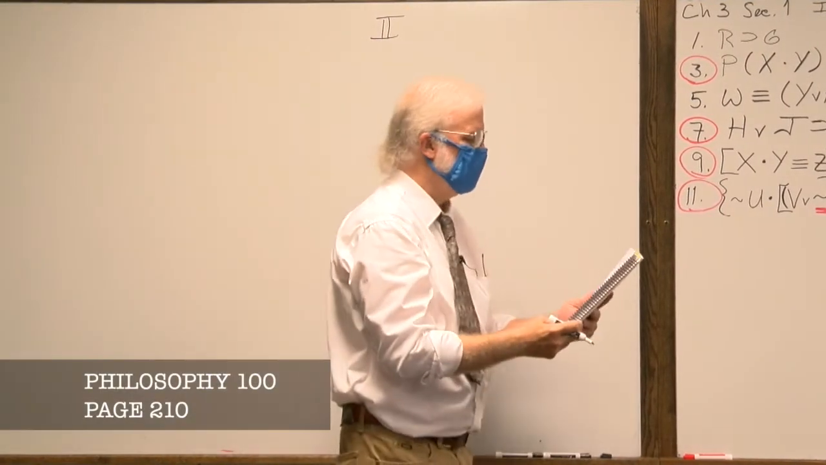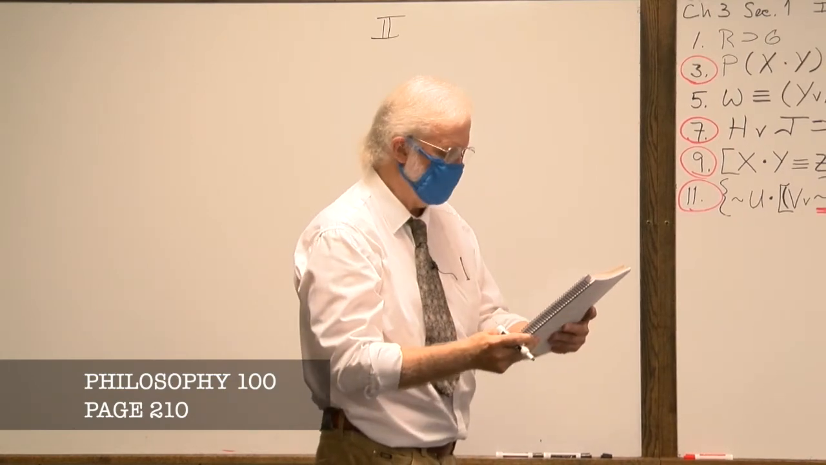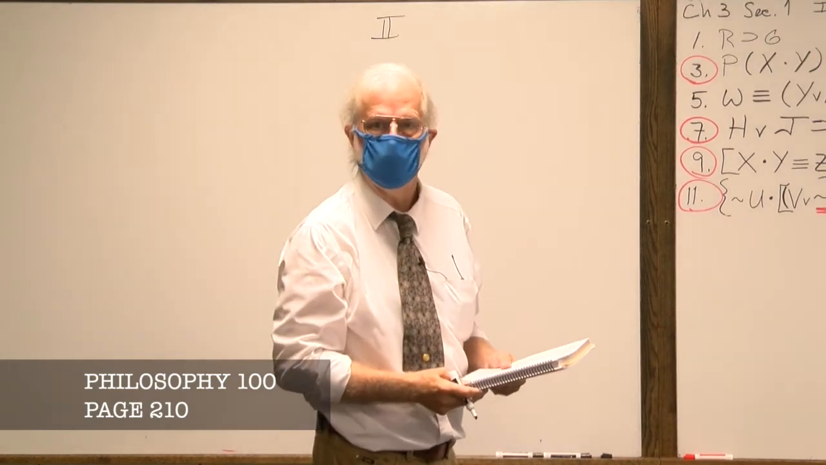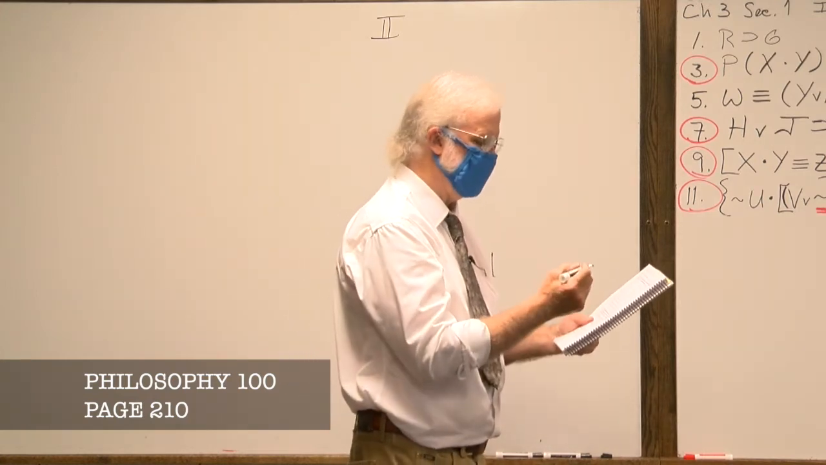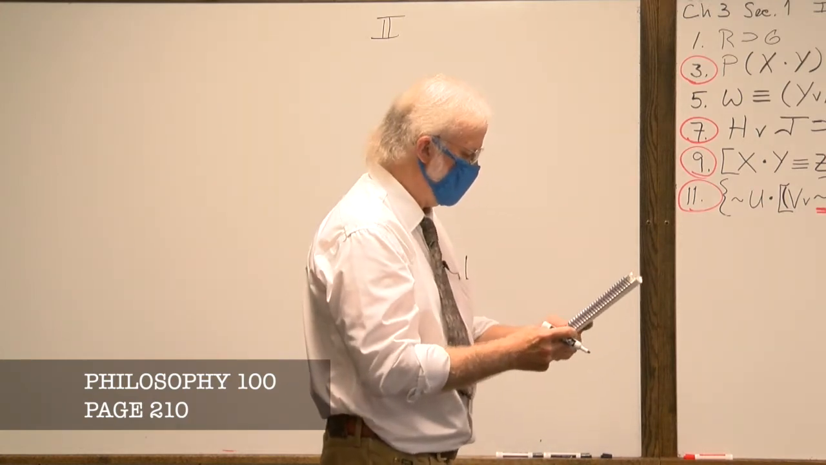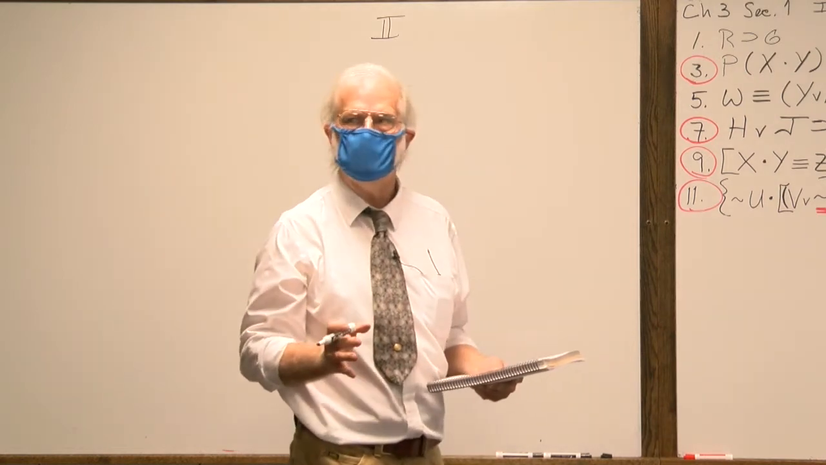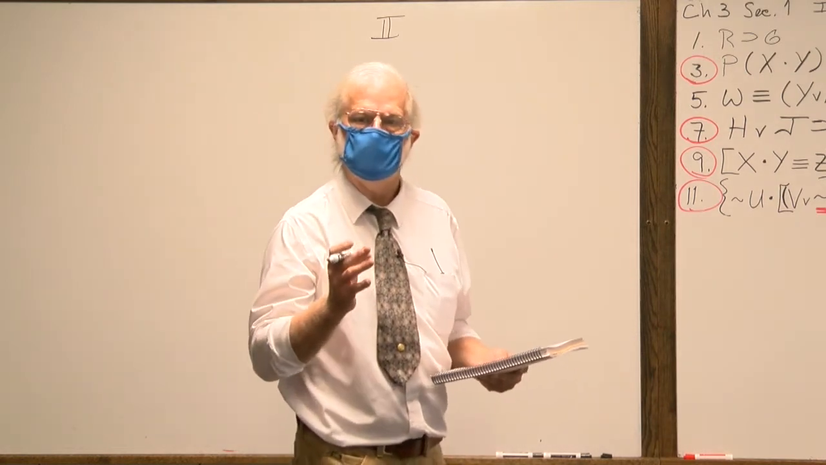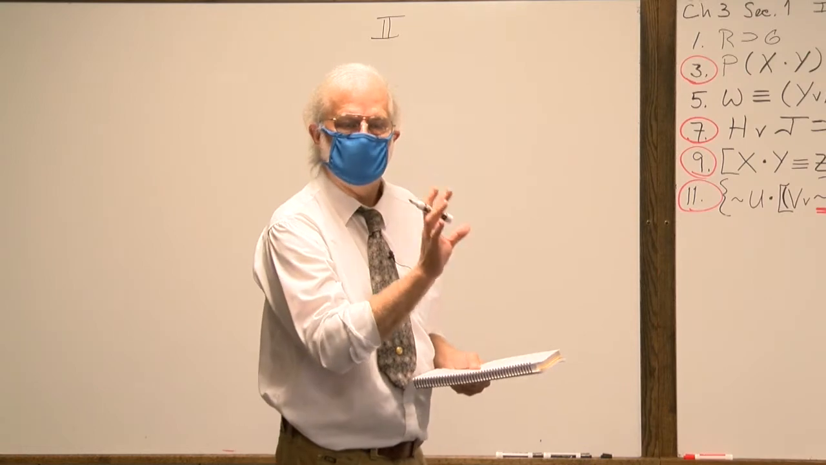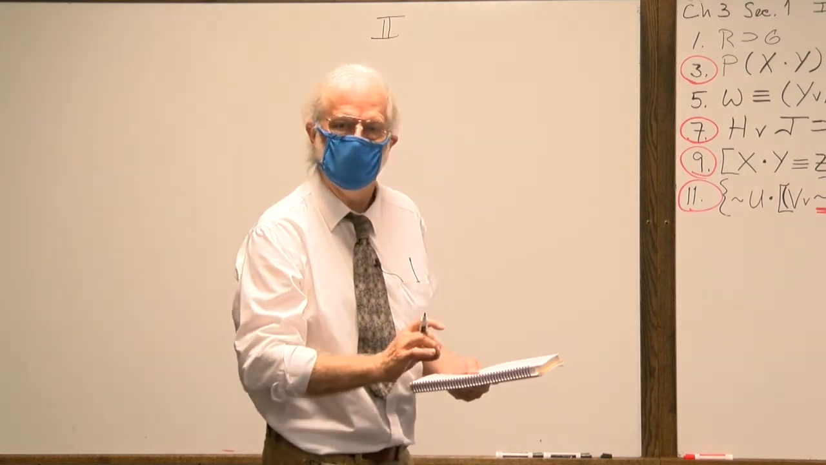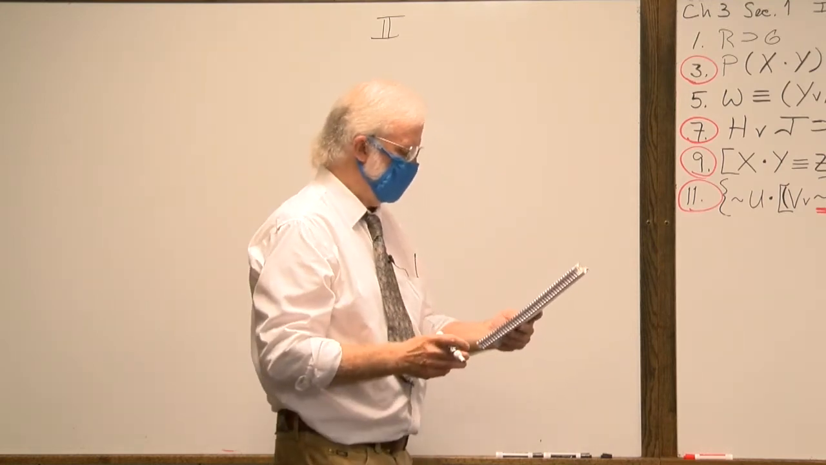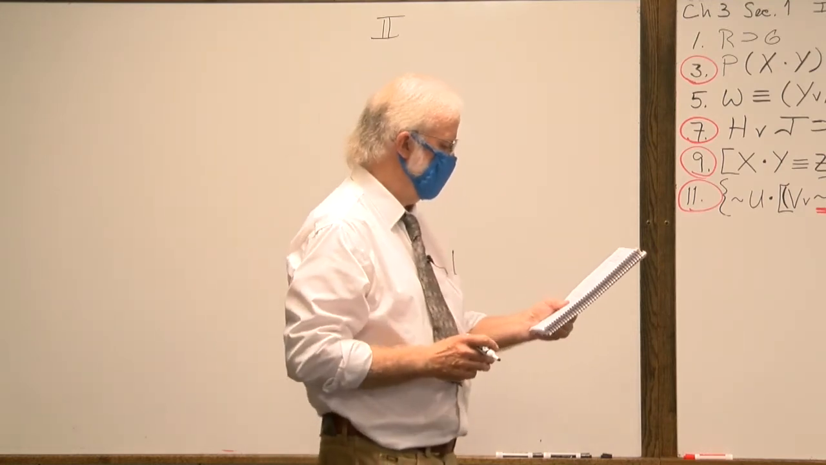Okay, now what we're going to do is the exercises that are Roman numeral 2. This is also beginning on page 210, and these go for quite a while. This is a very long set of exercises, but they begin on page 210, and these are exercises that relate to translating a statement from natural language into our symbolic language. Let's take a look at number 1.